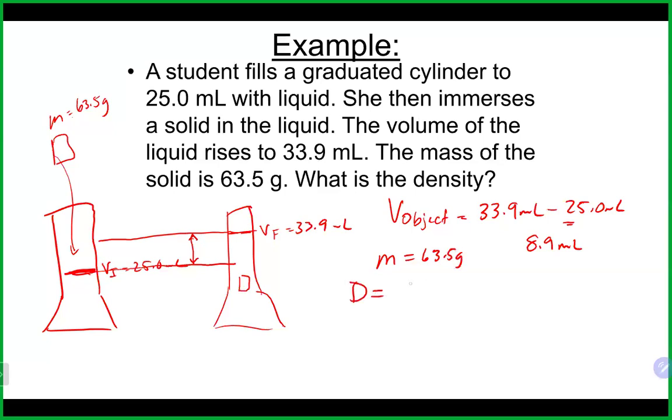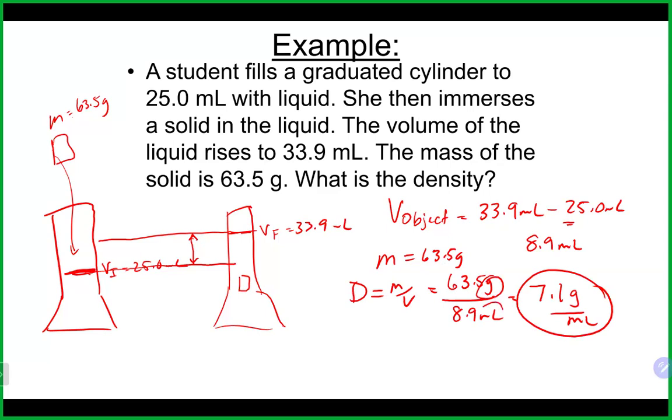And we know density is mass divided by volume. So we now have both of the things that we need. We could go into our equation here: 63.5 grams divided by 8.9 milliliters. So 63.5 divided by 8.9 is going to give us 7.1 grams per milliliter in this case. Once again, these units are not going to cancel each other out, so they both remain. The number remains with the top unit.